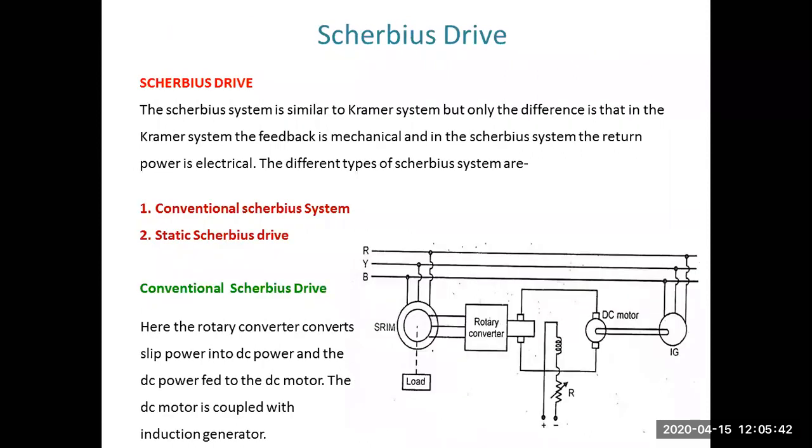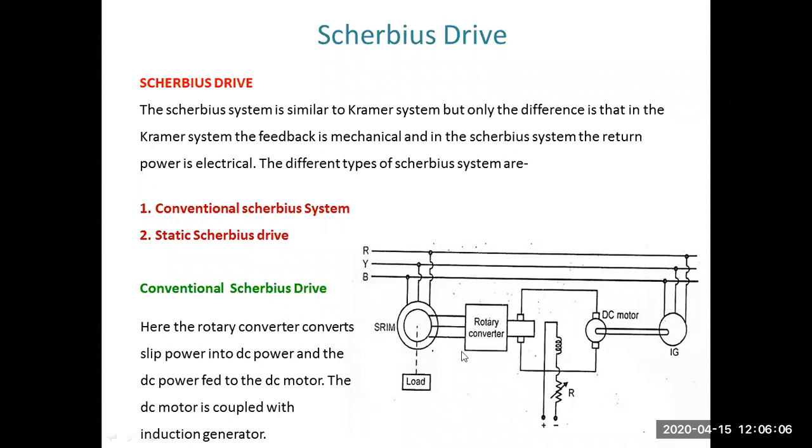Now the Scherbius type. What is the Scherbius type, and what is the difference between Scherbius and the Kramer? The Scherbius system is similar to the Kramer system, but there is only one difference between them. In the Kramer system, the feedback is mechanical. How is it mechanical? In the Kramer system, we are using a DC motor, and that DC motor is directly coupled to the rotor of the induction motor.